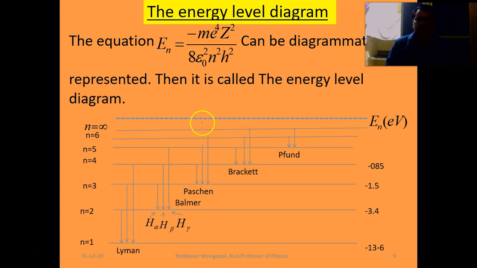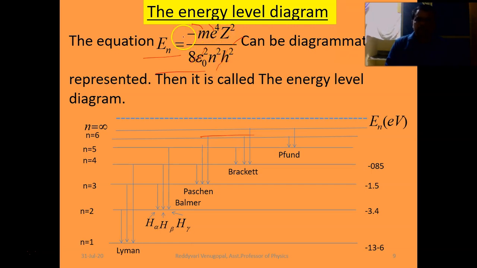The equation En is equal to minus m e to the power of 4 Z square divided by 8 epsilon naught square n square h square. Just remember one thing here: m is the mass of the electron, that is constant. The charge of the electron is constant. 8 is constant. Epsilon naught square is constant. h is also constant, it is Planck's constant.